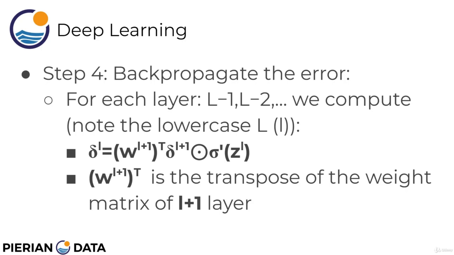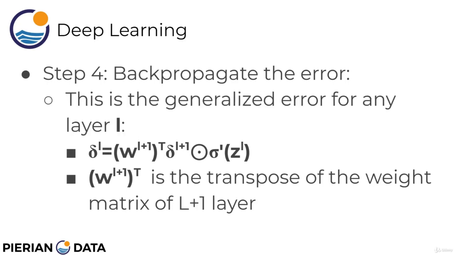is going to be equal to the weight matrix, l plus 1, that's the lowercase l, then transpose that. So that T, that term right there, that's the transpose of the weight matrix in the next layer, the l plus 1. That's multiplied by the error term at that also next layer. And then we take the Hadamard product again with the z of l passed into the activation function. So again, all we're doing there is back propagating the error, and here we have the generalized error for any layer lowercase l.